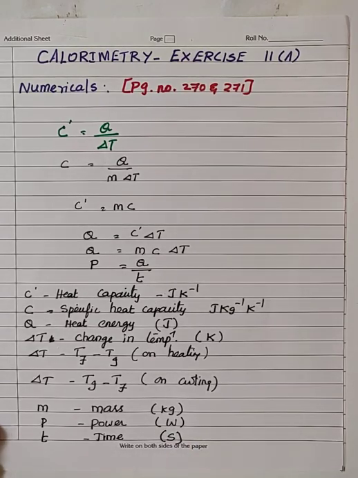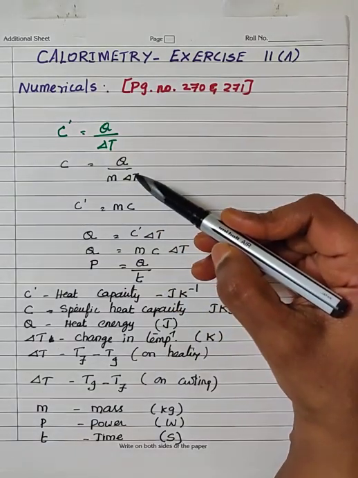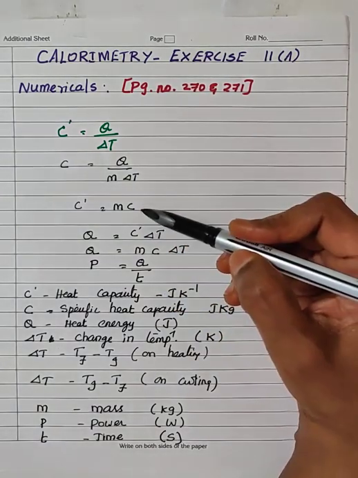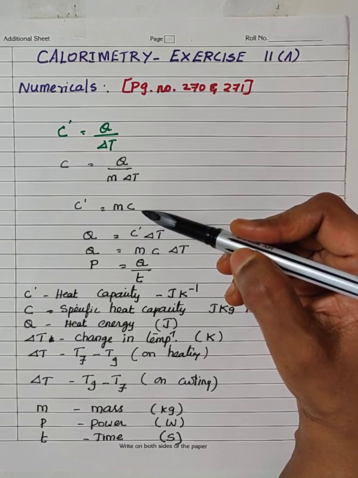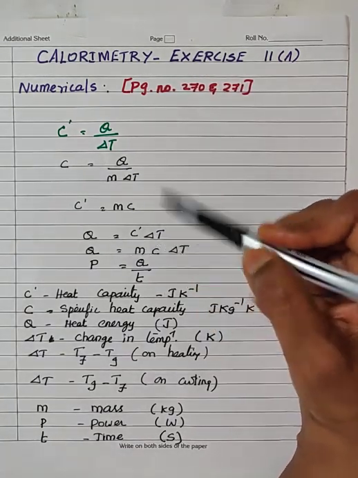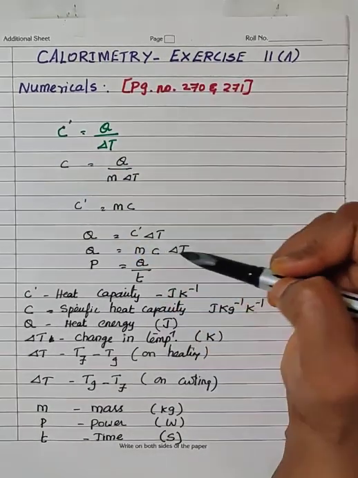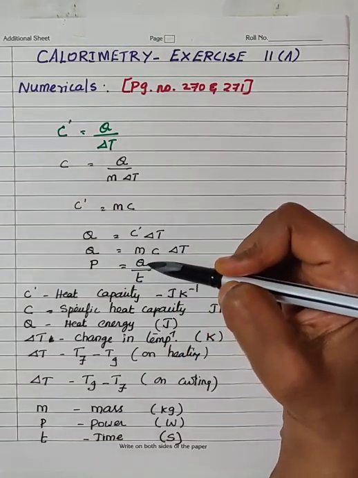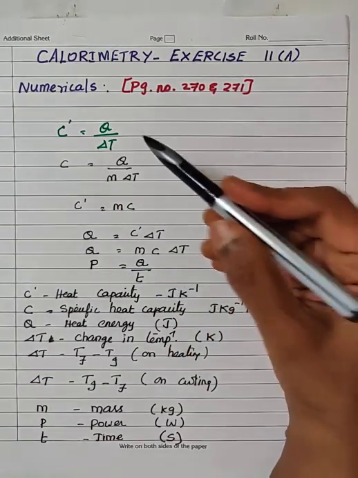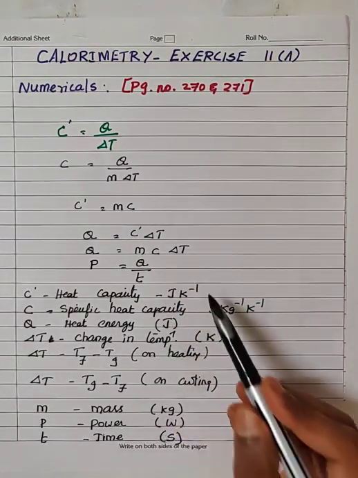So you have to be very clear with all the expressions we have studied in the first unit of calorimetry. First one, the expression for heat capacity, the expression for specific heat capacity, the relation connecting heat capacity and the specific heat capacity. From these expressions, we have written the expression for quantity of heat energy. Q is equal to C dash into delta T. Q is equal to MC delta T. Power is equal to energy by time. So all the symbols we have used here, I have written what each represents and its SI unit.